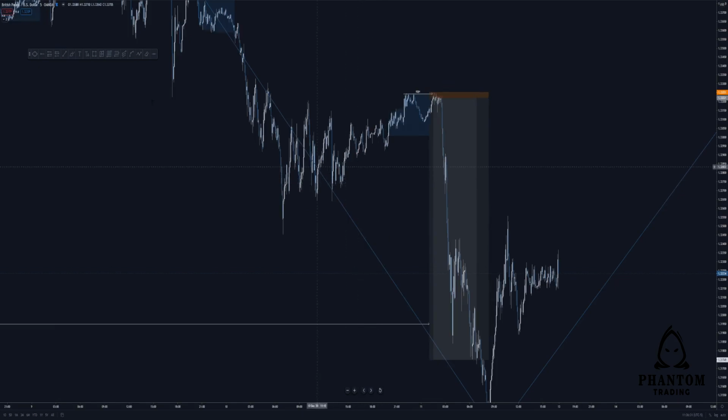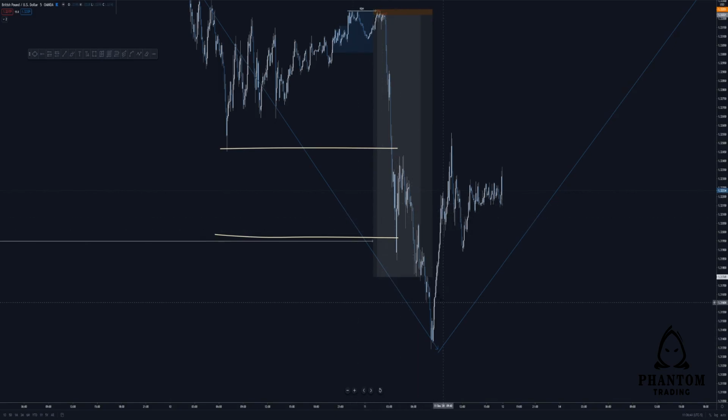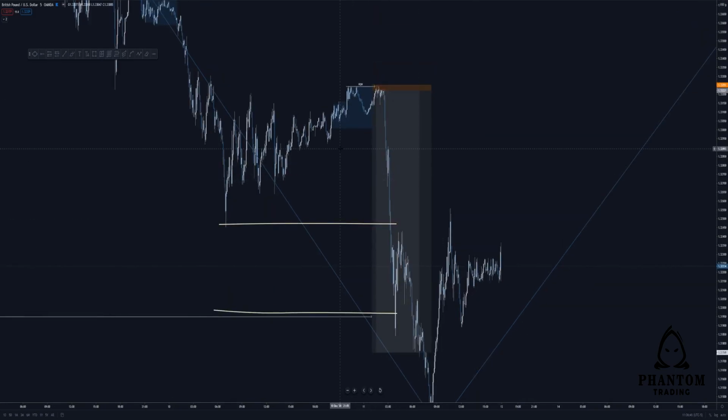You could take partials at levels, right? You could take like 50% off at this level and let 50% ride, right? You could take another 50% off here and let the 50% of that remaining balance ride. However you want to do it, just make sure that you're paying yourself. Don't let these trades run against you.